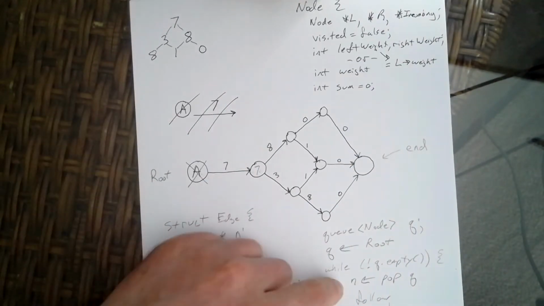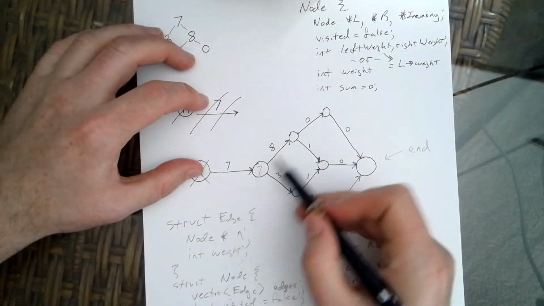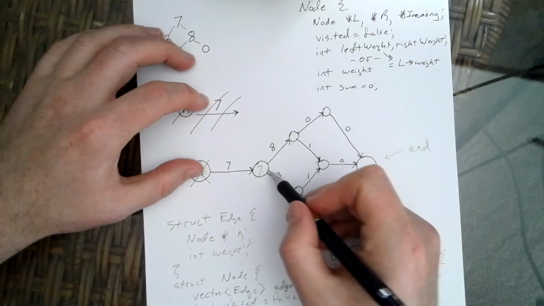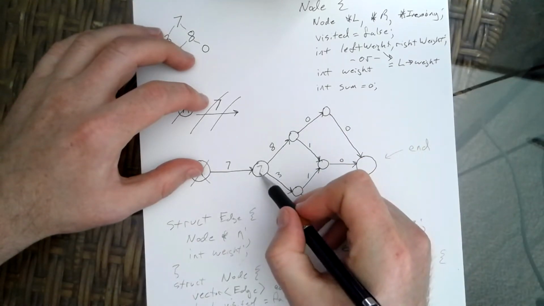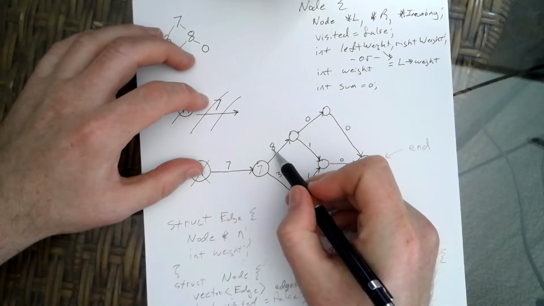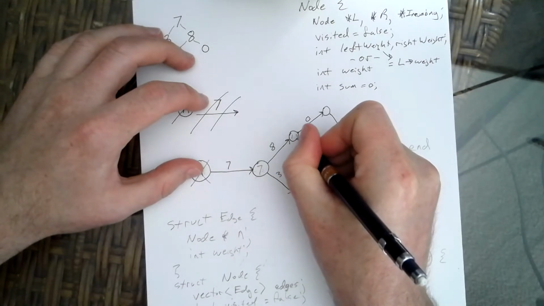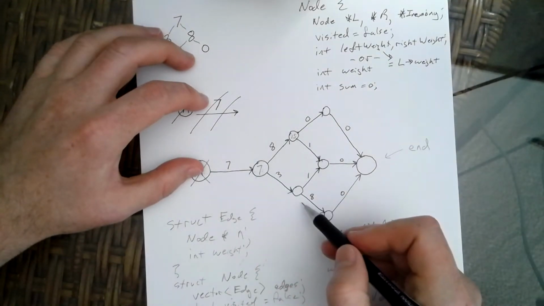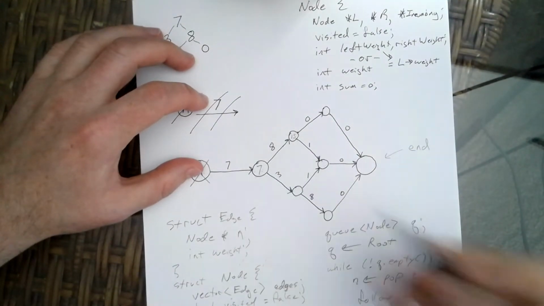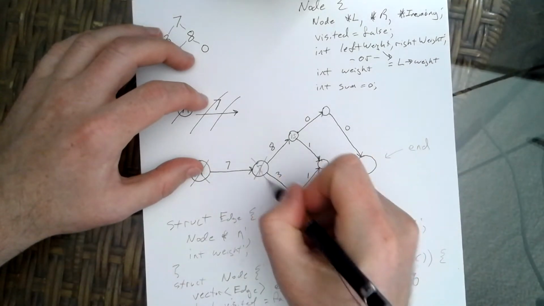So I pop it, I look at it, and I follow each of its edges. So when I follow along the 8, the sum to get there is 7, the sum I currently have, plus 8, which gives me 15. That's more than the 0, so I replace the 0 there with a 15. I push this into the queue. I follow the 3. 7 plus 3 is 10. That's more than 0, so I put the 10 in there. There are no more edges, so I mark that visited.